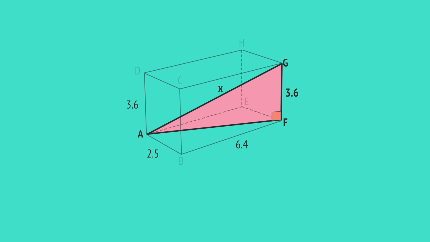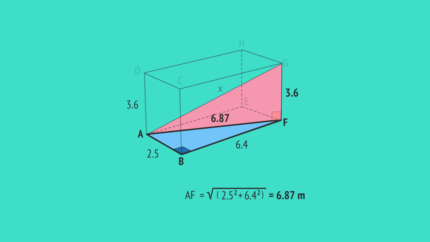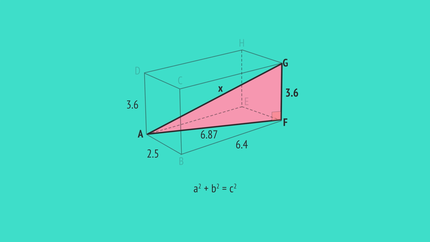And since AF is part of the right-angled triangle ABF with two known sides, we can use Pythagoras to calculate AF. Substitute into the formula, take the square root, and we'll get an answer of 6.87 meters on a calculator. Now we can use Pythagoras on this triangle to work out the required length x. Substitute into the formula, and take the square root, then use a calculator to give x equals 7.76.